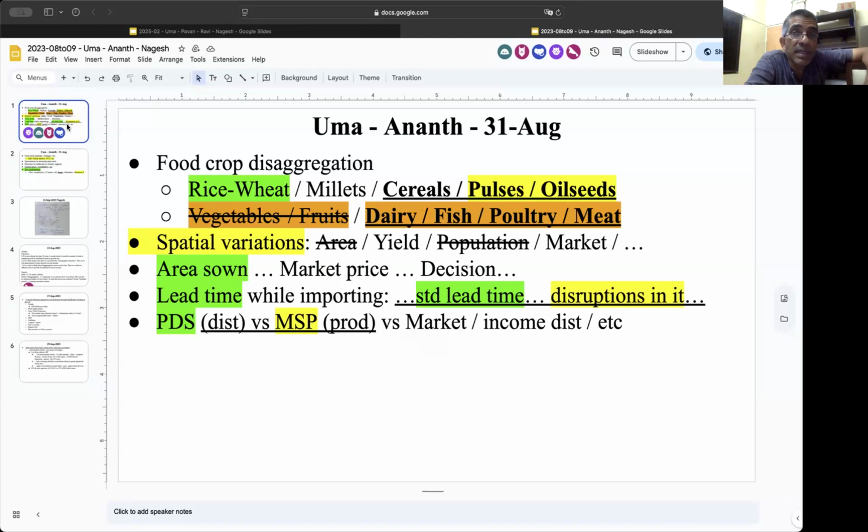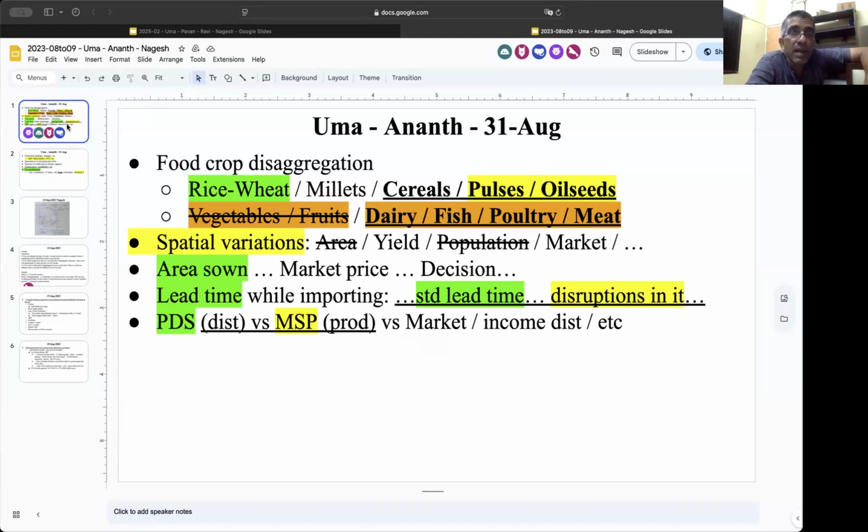What is most important is area sown. How much area does get sown? That is one variable in our control. If you are anticipating a food crisis, you should make sure the area sown under food increases. That is something the government has control over.